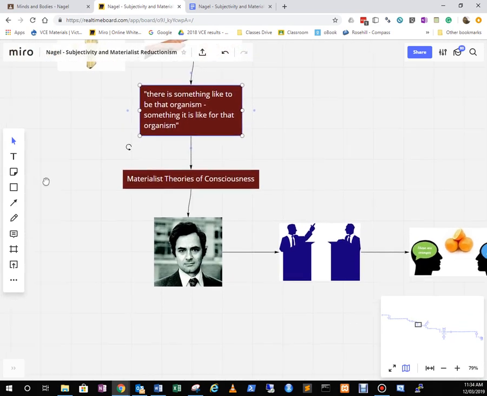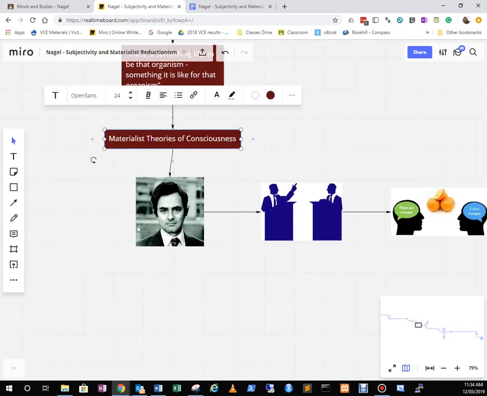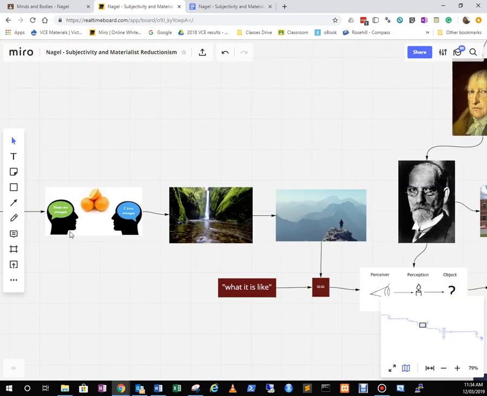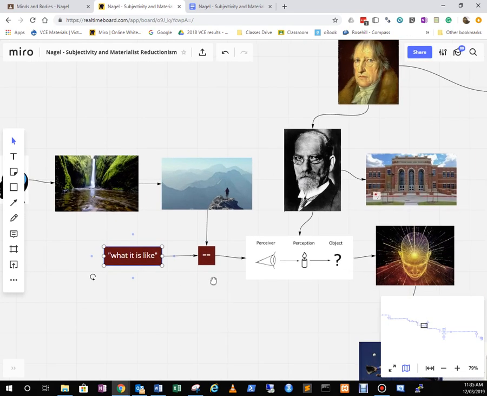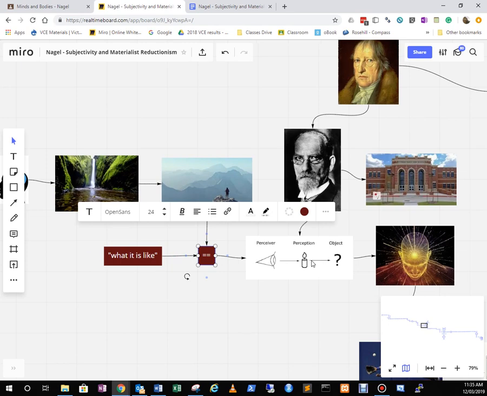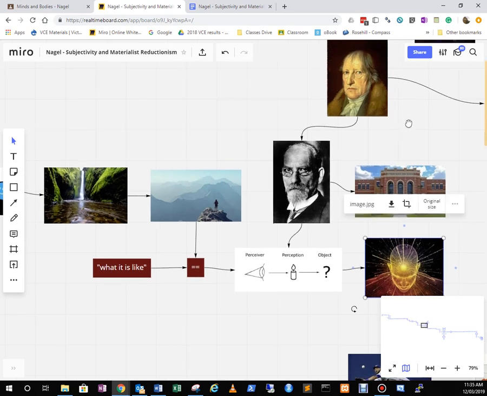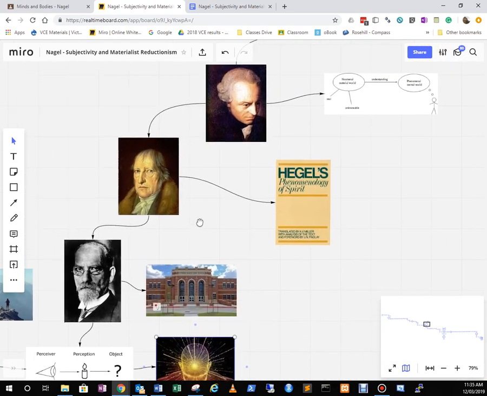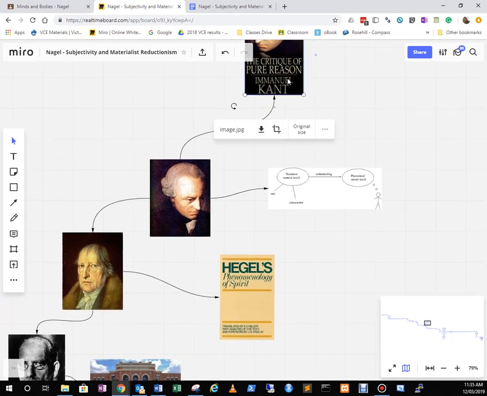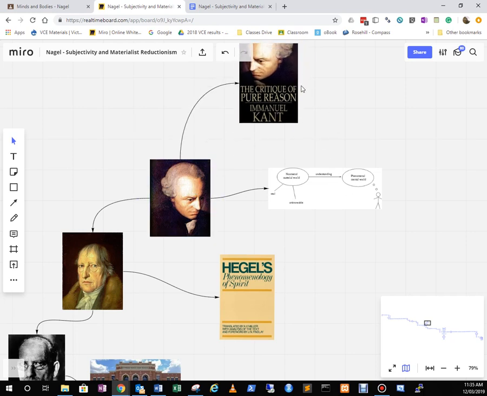Now from here we start exploring materialist theories of consciousness. And Nagel argues that consciousness has a very subjective nature. It's a very subjective experience, okay? When he says what it is like, he's really saying what is the phenomenal experience of consciousness like? And when we talk about this term phenomenal, we're really talking about phenomenology, which would have started here from Kant when he starts talking about the critique of pure reason. And that's where he starts outlining his theory of phenomenology.